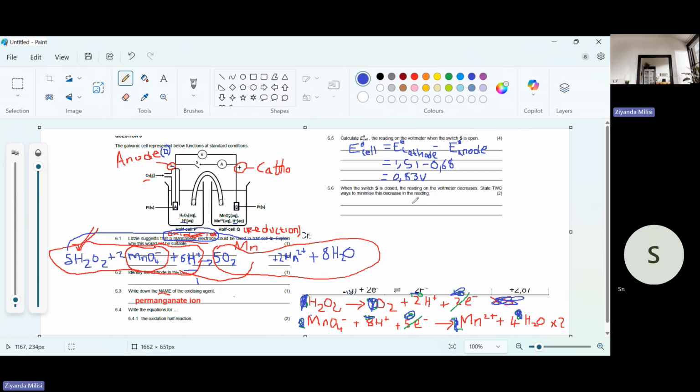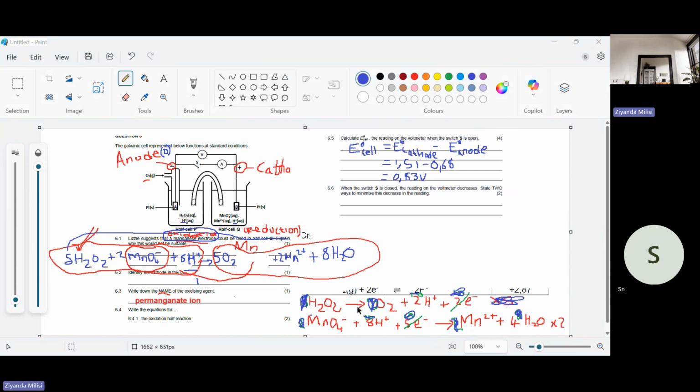Now we need the reasons. When switch S is closed, the reading on the voltmeter decreases. State ways in which we can minimize this decrease in the reading. There are ways. Please write them. I'm not going to write them for you.